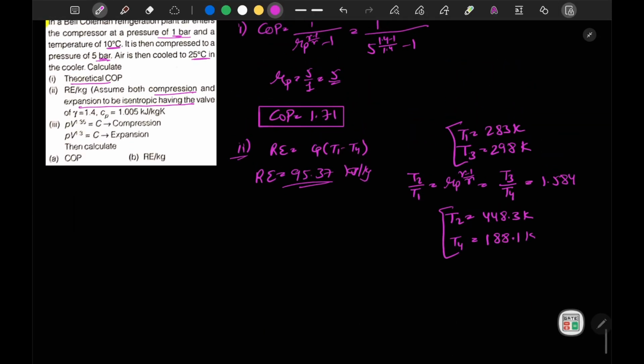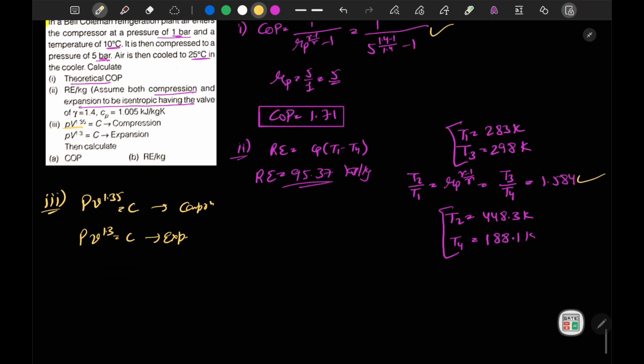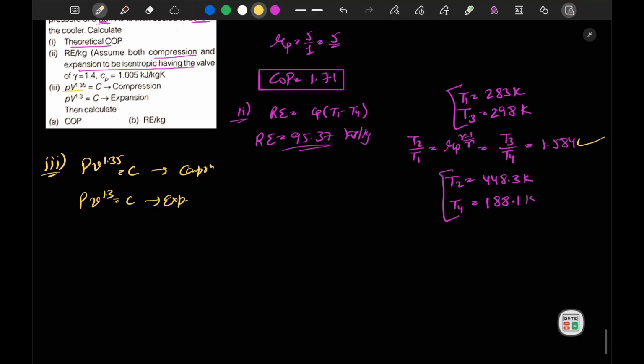Now I will move to the third part. In the third part, it is mentioned that if our compression follows PV to the power 1.35 is equal to constant, and if our expansion follows PV to the power 1.3 is equal to constant, in that case we can't apply this formula and this formula here for COP and refrigeration effect. For this, our process will vary.